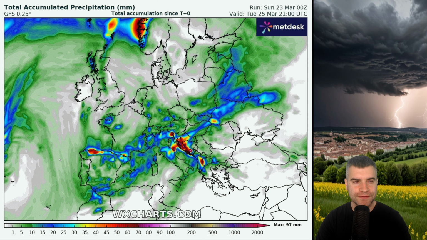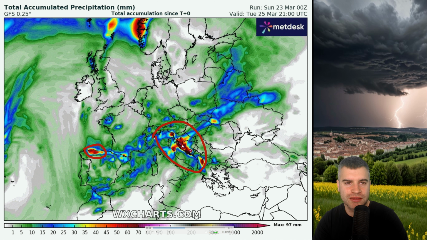Now we're looking specifically at this map. This is the weather model GFS, this is the American model, and by the 25th of March here you can see the areas where we expect more rain. This is in northern parts of Spain, also here over western parts of the Balkans and parts of Italy we can expect more precipitation, and as usual in Norway as well.